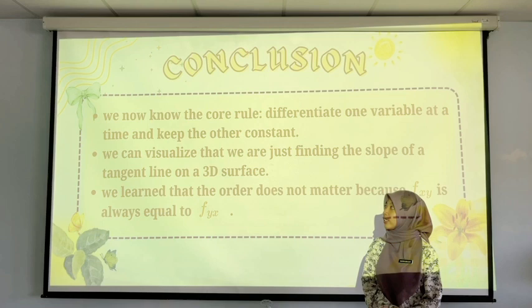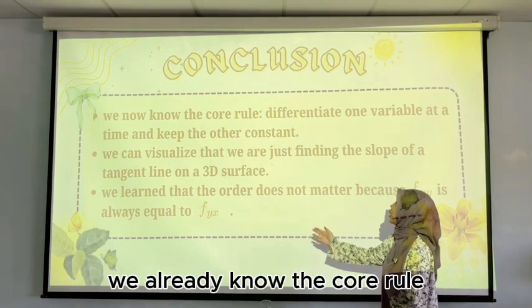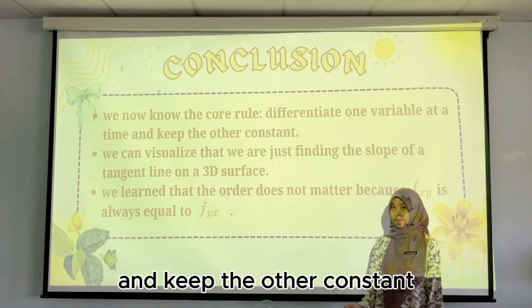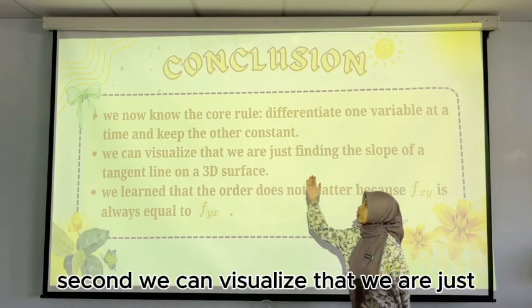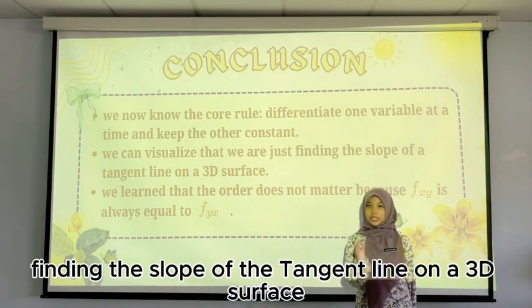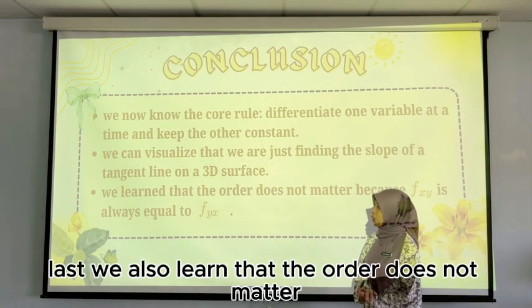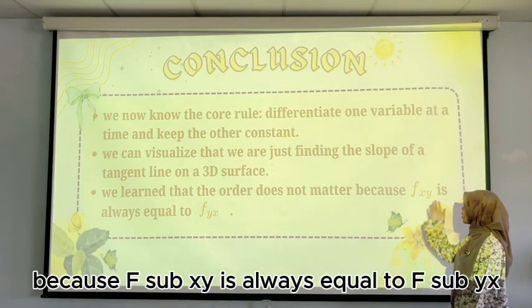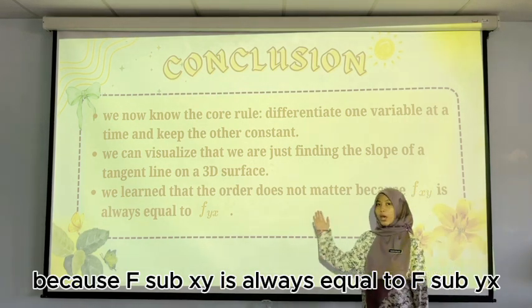In conclusion, we already know the core rule, which is to differentiate one variable at a time and keep the other constant. Second, we can visualize that we are just finding the slope of a tangent line on a 3D surface. Last, we also learned that the order matters not, because f sub xy is always equal to f sub yx.